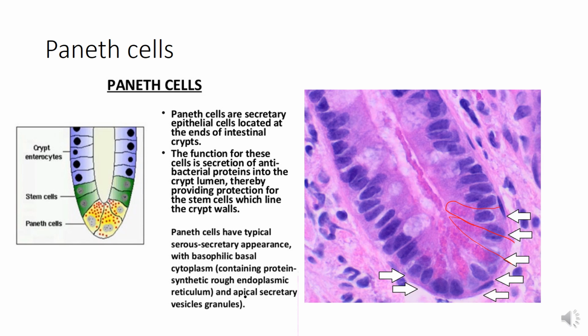Now they have a strongly basophilic basal cytoplasm. You can see here the strongly basophilic basal cytoplasm and a large supranuclear Golgi complex, and the basal cytoplasm contains abundant rough endoplasmic reticulum for the synthesis of the proteins. The secretory granules of the Paneth cells contain the bactericidal agent, which is known as lysozyme.